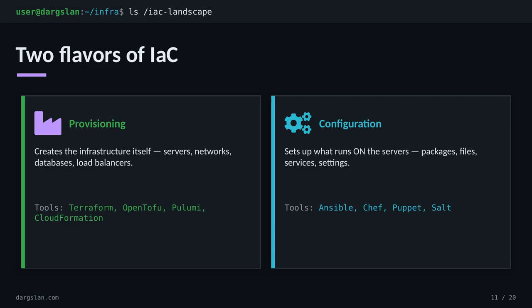Configuration is the next layer. Once a server exists, what runs on it? Which packages, files, services, and settings? That's the world of Ansible, Chef, Puppet, and Salt. Same philosophy, different layer of the stack. And in real setups, you'll often see them working side by side.